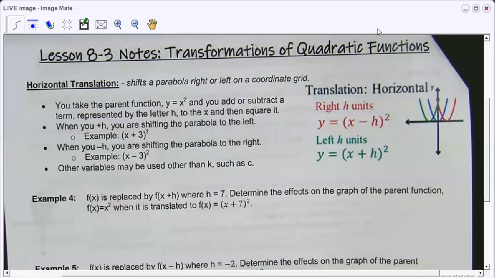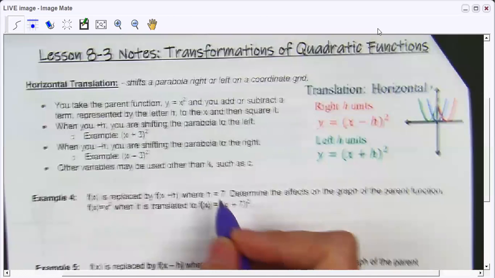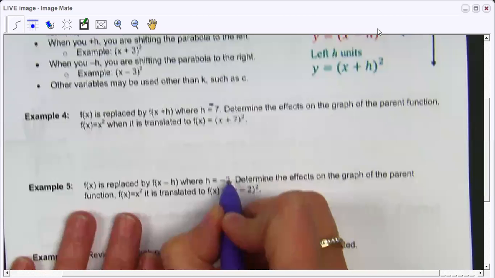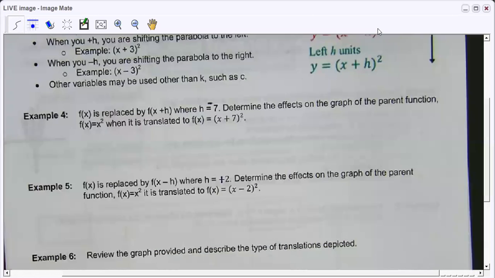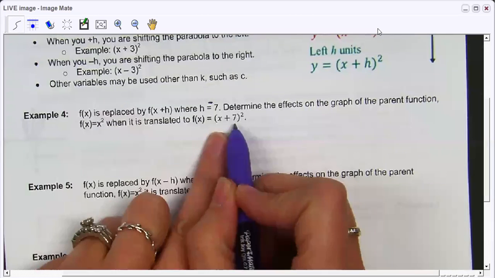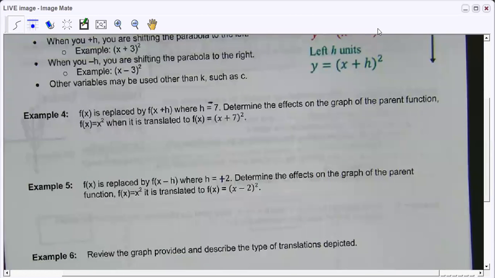Okay, so we have to change two things on our notes. This h should be a -7, and this 2 should be a positive. What we want to do is translate our parent function -7 units. That means we translate it to the left because that's the negative direction. But when we plug it into our formula, it becomes a +7. I'm going to show you how that is done.